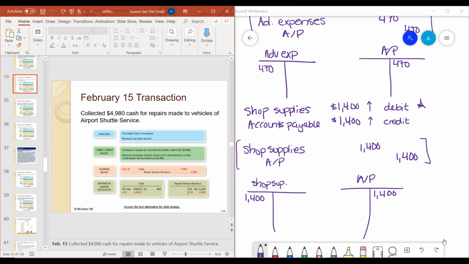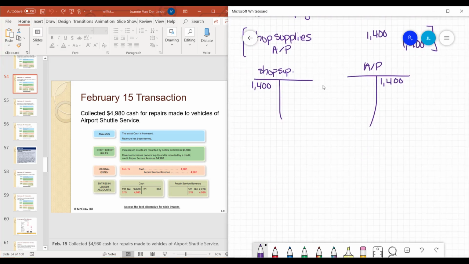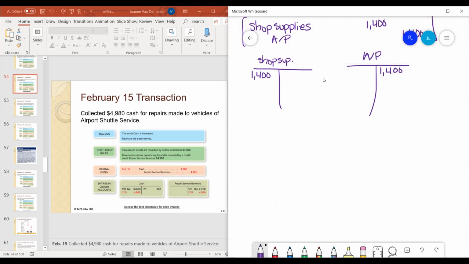All right, so this next one says we collected $4,980 cash for repairs made to vehicles of airport shuttle service. So we provided a service to the airport shuttle company because we provided repairs. So we collected cash, right? So we can see cash is going up, right? If you collected cash, that's an increase to cash of $4,980. And then what are you receiving the cash for? Well, you rendered a service.